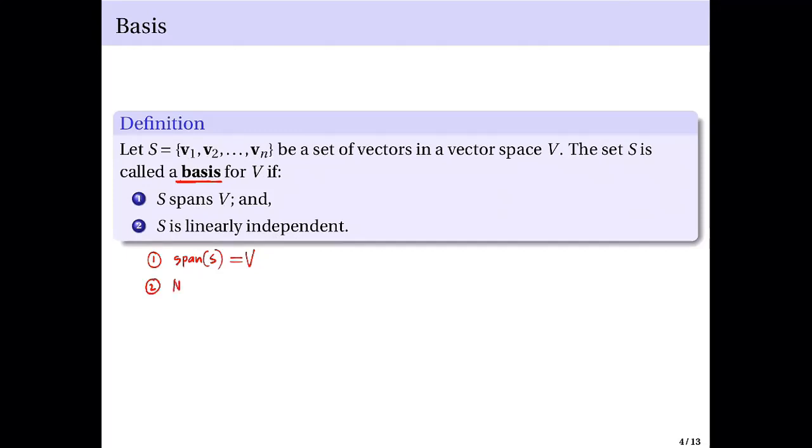So no vector in S can be written as a linear combination. So no vector in S can be expressed as a linear combination of other vectors. So that is linearly independent.